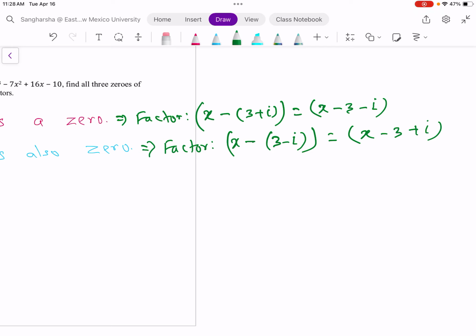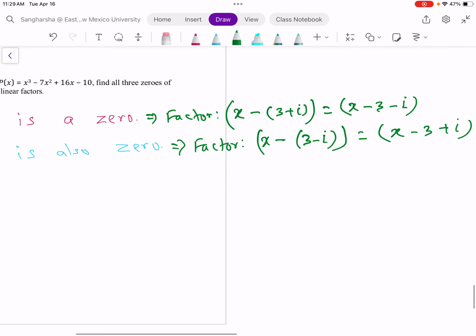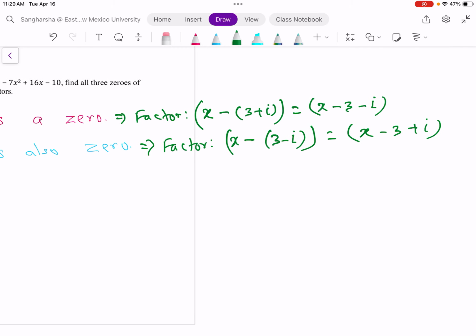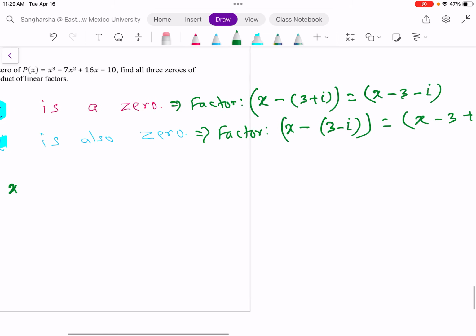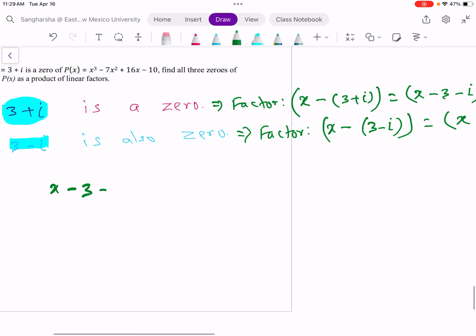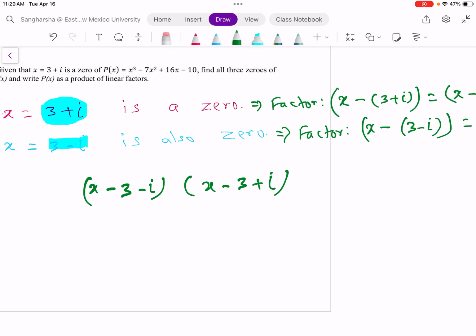Now let's find one more factor. We already have two factors, so let's multiply these two factors, and that will be our divisor here, okay? So our two factors are x minus 3 minus i and x minus 3 plus i, okay? These are the two factors for this polynomial function. Now we are trying to find the divisor.